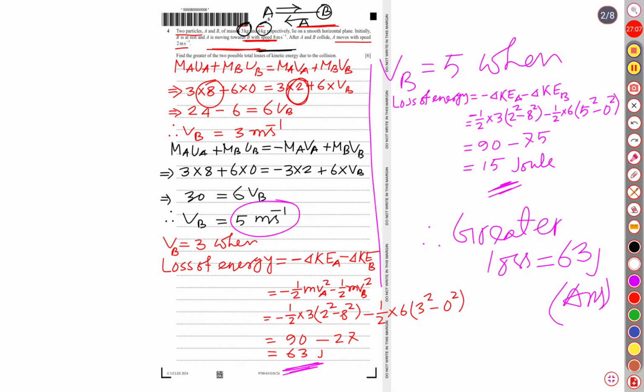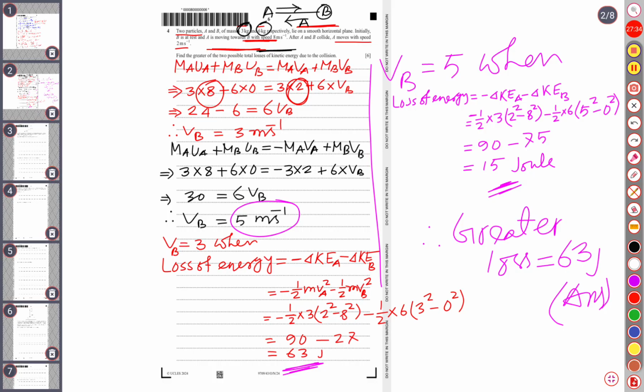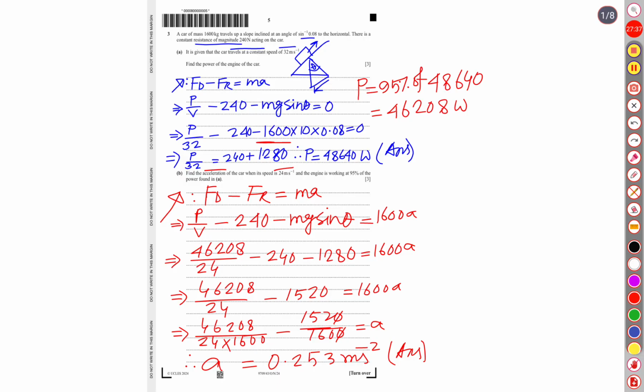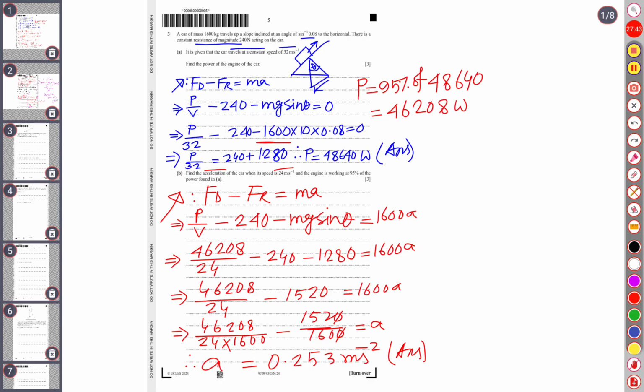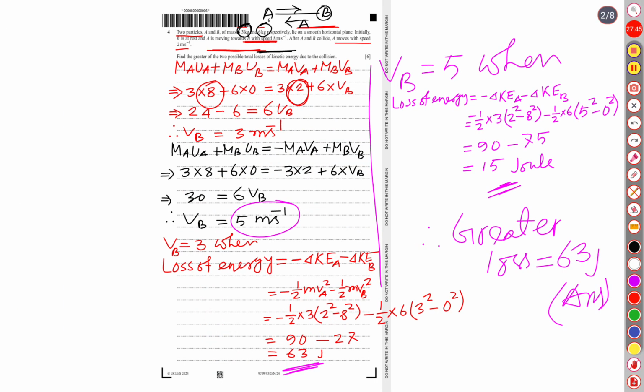I think you have understood. There were two possible values of velocity of particle B, that's why there are two possible amounts of loss, and among them we picked the greater loss after the collision of these two particles. That's all about the solution to question number 4, and I can show you the solution to question number 3. Thank you all for being with me, and I tried to explain every tiny part of these two simplest questions.